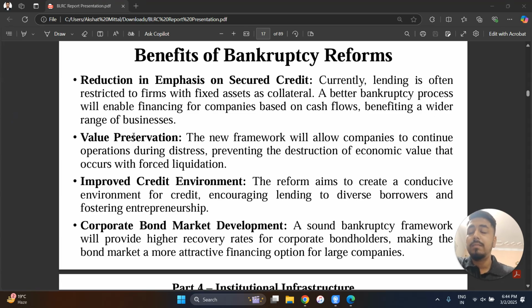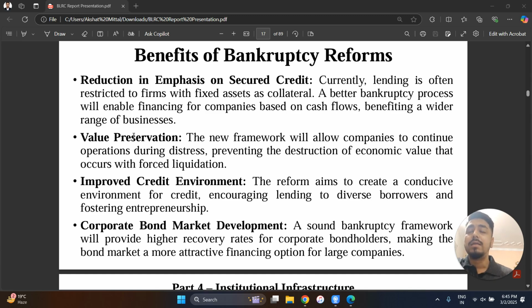Having such a unified bankruptcy code will have multiple benefits. One of the benefits is that there will be a reduction in the emphasis on secured credit, which means that in the pre-IBC era, the banks or the financial institutions were majorly focused on lending to asset-heavy industries, and most of the labor-intensive industries did not get that much in loans.